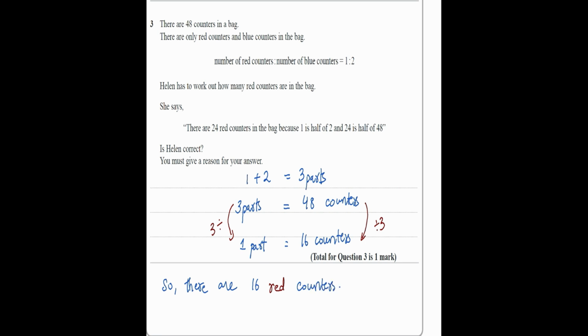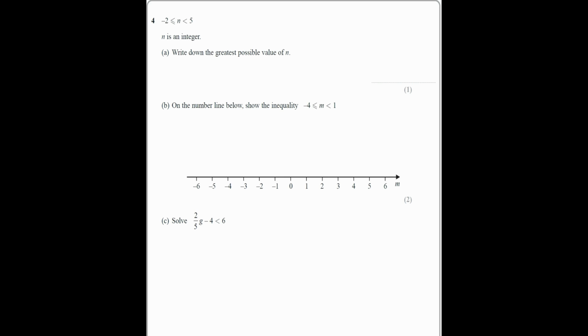That's our answer, and not 24. So Helen says there are 24 red counters, but we calculated there are 16. So Helen is not correct. Helen is not correct.